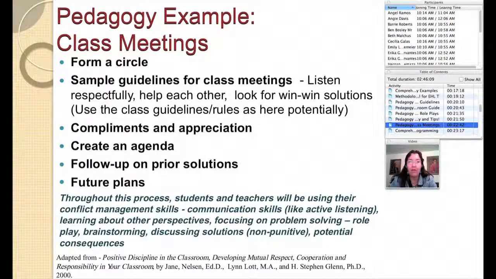Here's an example of the class meetings, again a democratic process used in the classroom. They form a circle. They'll use sample guidelines like we did for the class meetings, like the classroom guidelines potentially here. They create an agenda, and so that might be if there's been a challenge in the classroom with behavior, that the students can discuss that and how do we prevent that from happening again in the future. So what do we do about it now in the immediate moment, and future planning, and that's really important.